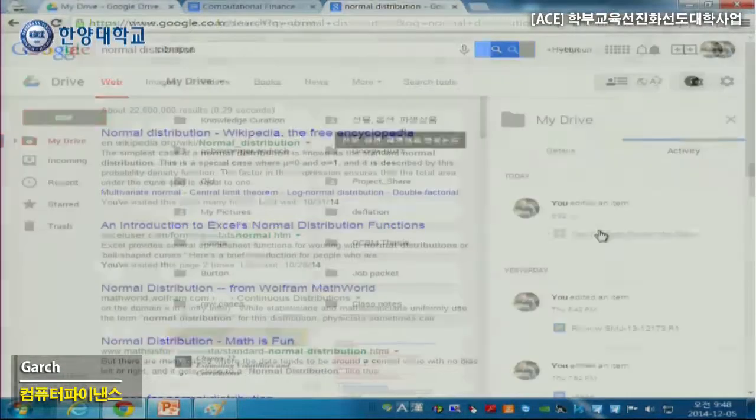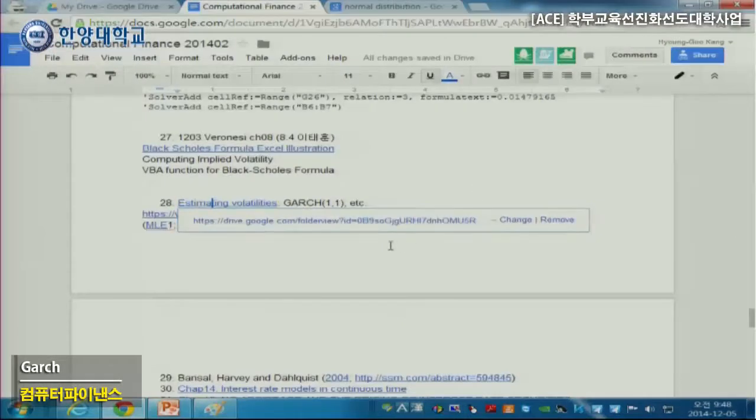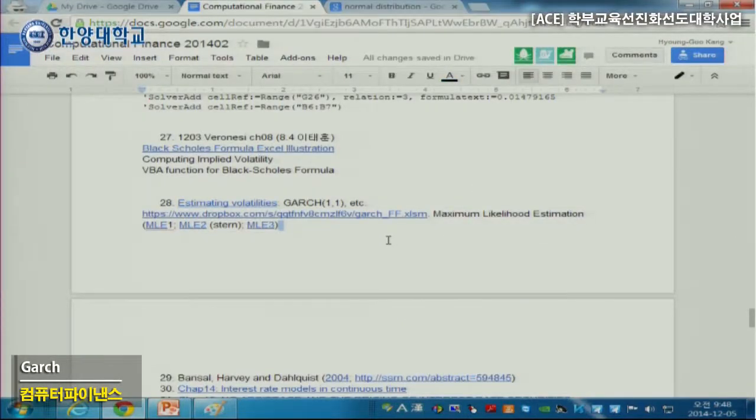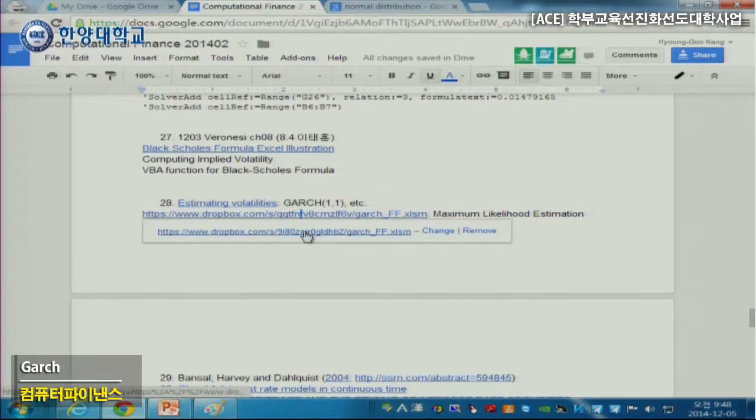Okay? Actually, I kindly developed the spreadsheet. So you can open your computer and go to our course webpage, and you can download this Excel file.